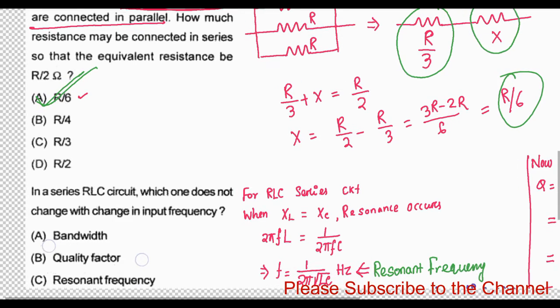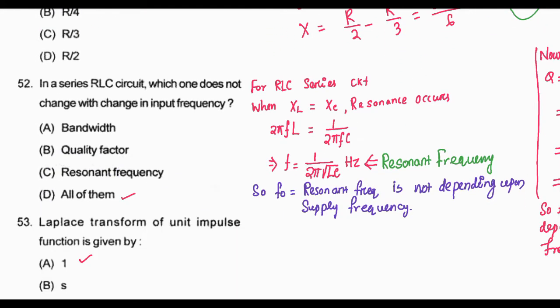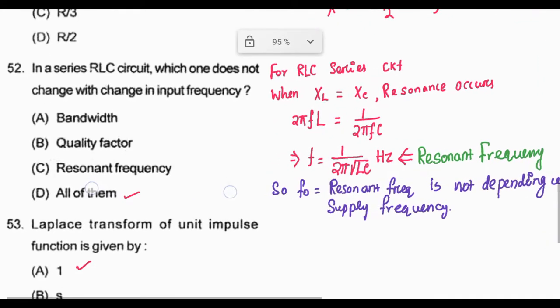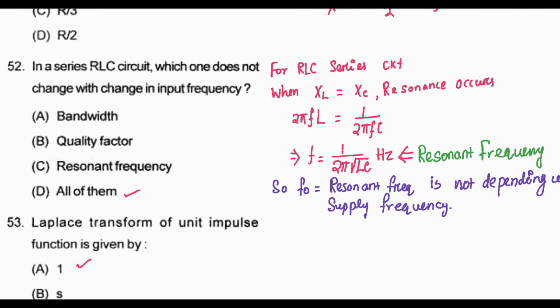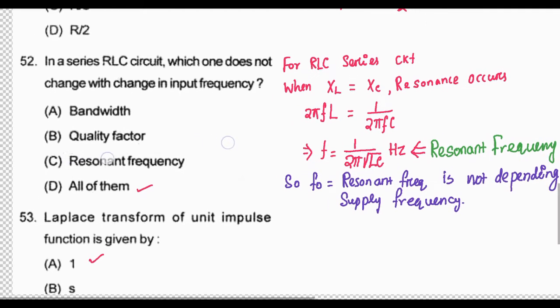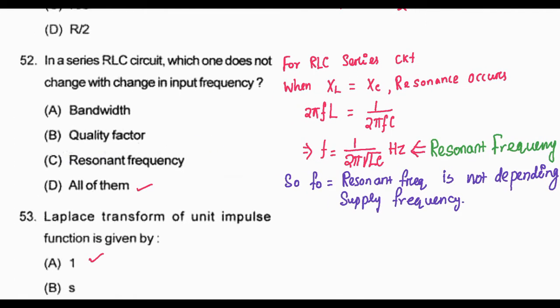Next question is, in a series RLC circuit, which one does not change with change in input frequency? So here, given a series RLC circuit, we have to find out which parameter is not changing with the supply frequency. We have to check all the parameters given here: bandwidth, quality factor, resonant frequency.